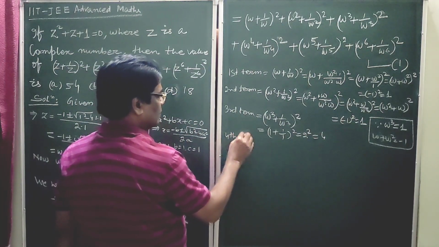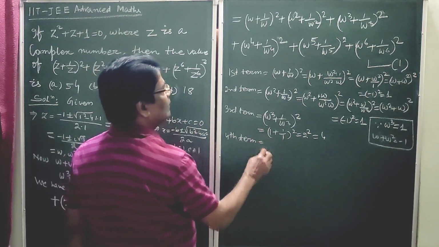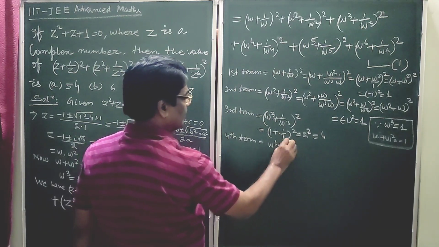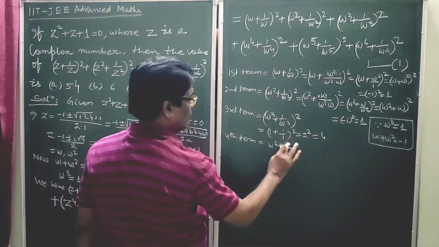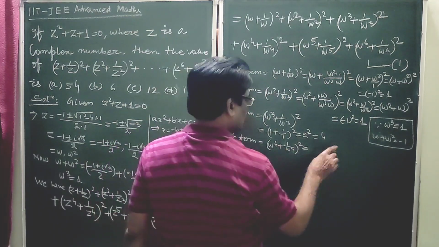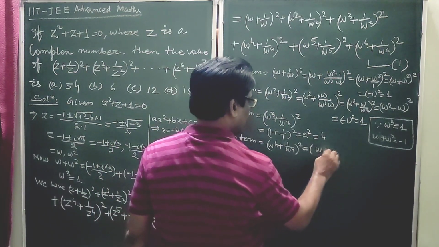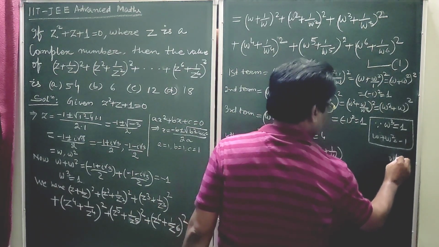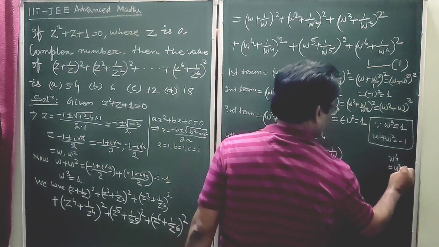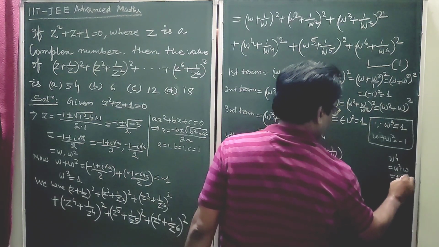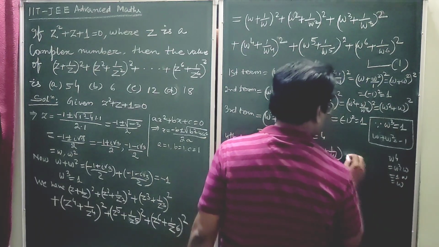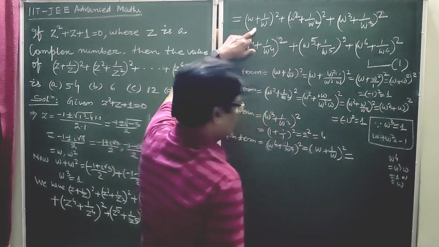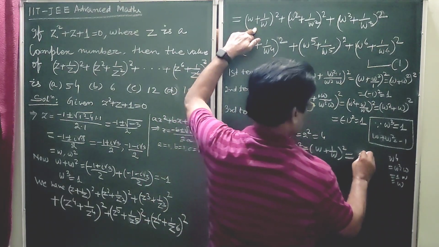Now fourth term is equal to (omega to the power 4 plus 1 by omega to the power 4) whole square. This is equals to (omega plus 1 by omega) whole square, since omega to the power 4 is equal to omega cube into omega, 1 into omega is equal to omega. So we get the first term here, and this is equals to 1.